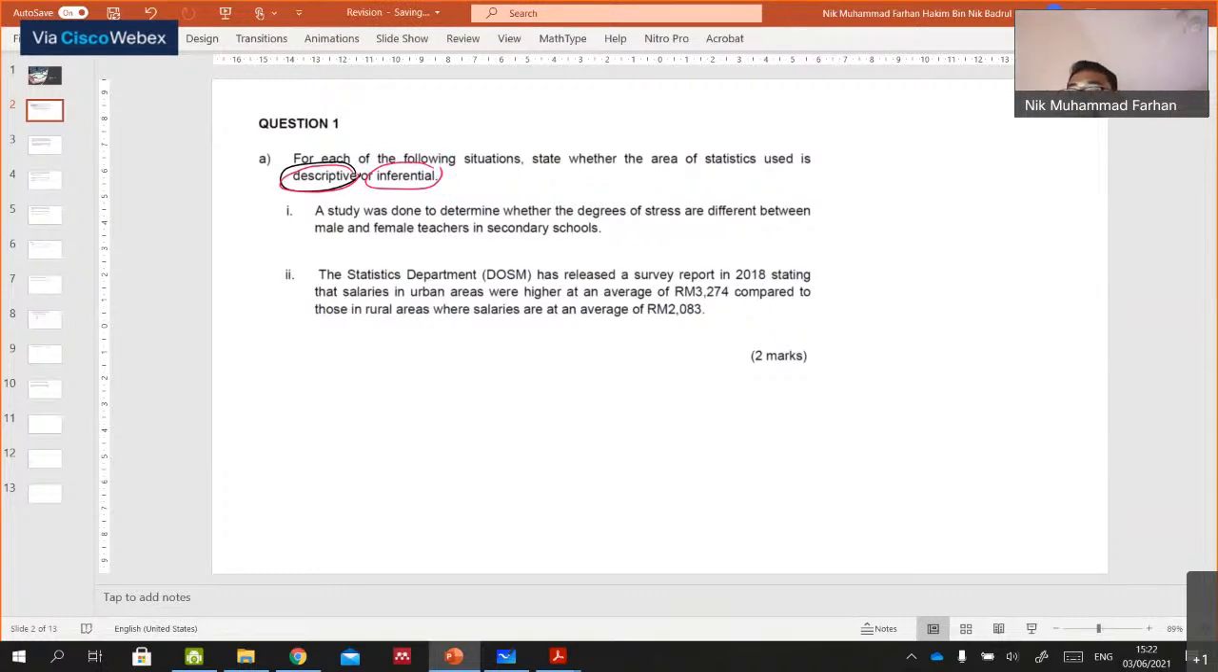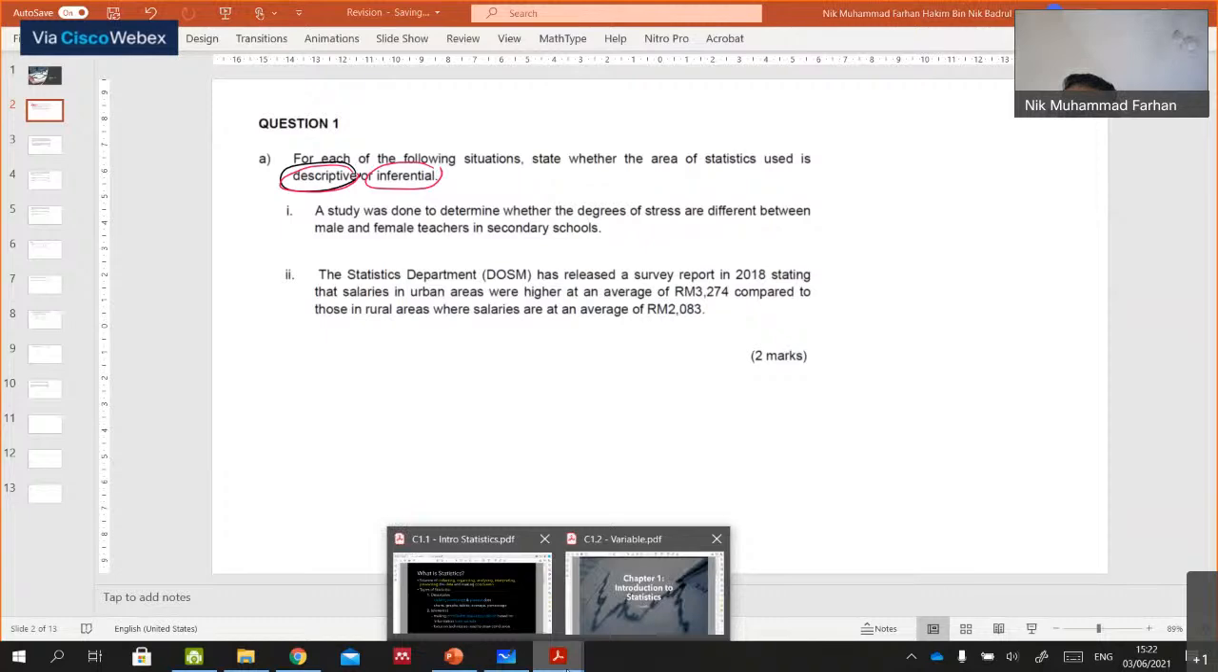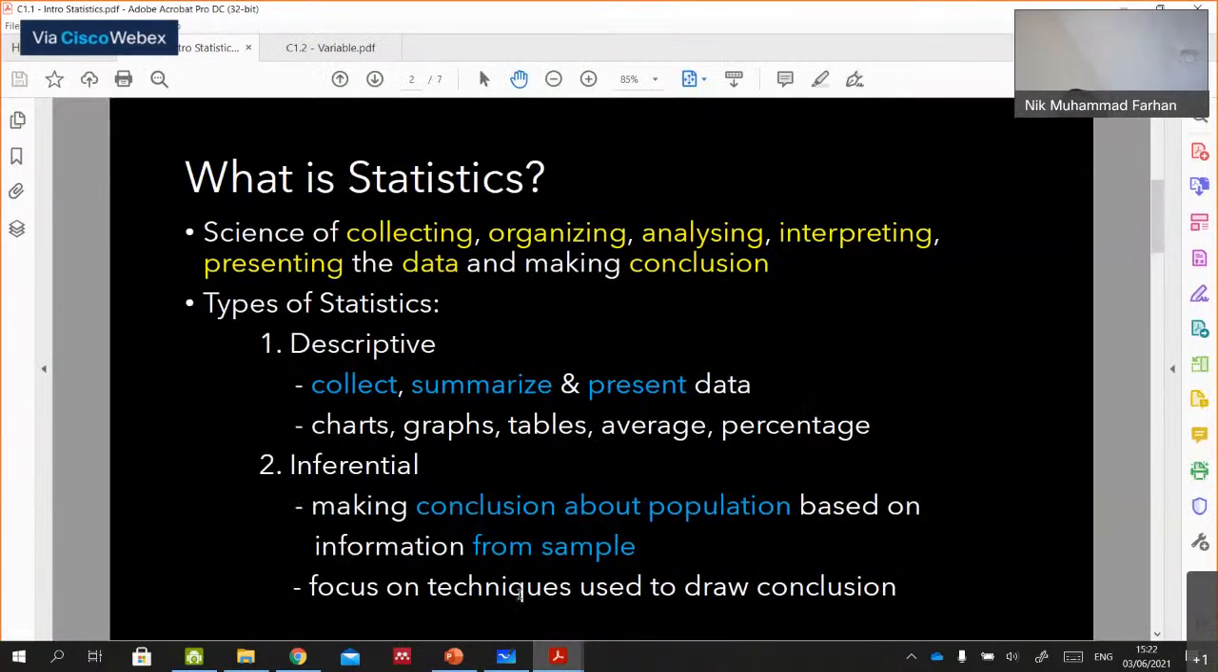All right, so let's read. You have to understand the definition of descriptive and inferential statistics, so refer back to your notes. Descriptive is about collecting, summarizing, and presenting the data, and usually it involves charts, graphs, tables of average, percentage, and so on. But inferential is about making conclusions about the population from the sample.